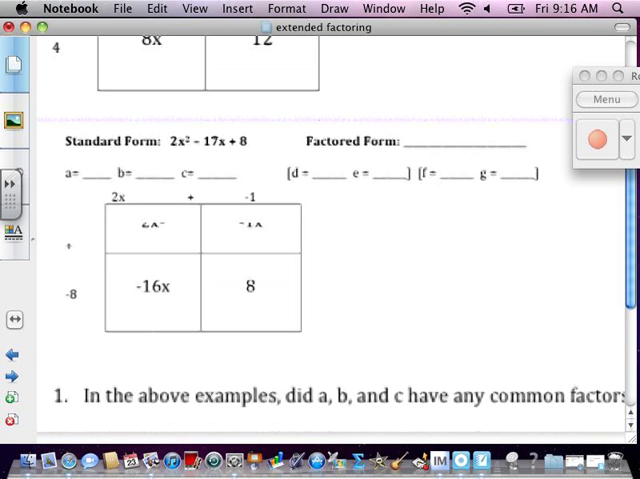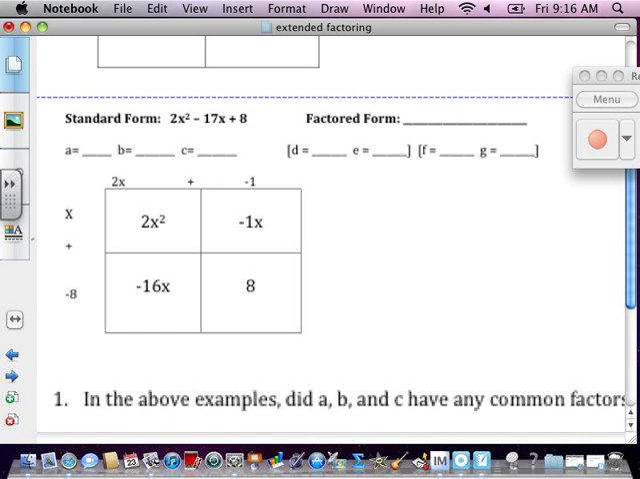Okay, let's do the next one. I get 2, negative 17, and 8. I put it in the factored form, and I get 2x minus 1 times x minus 8. And then I get 2, negative 1, 1, and negative 8. You could have had negative 8, 1, negative 8, 2, negative 1. All right, let's answer these questions.